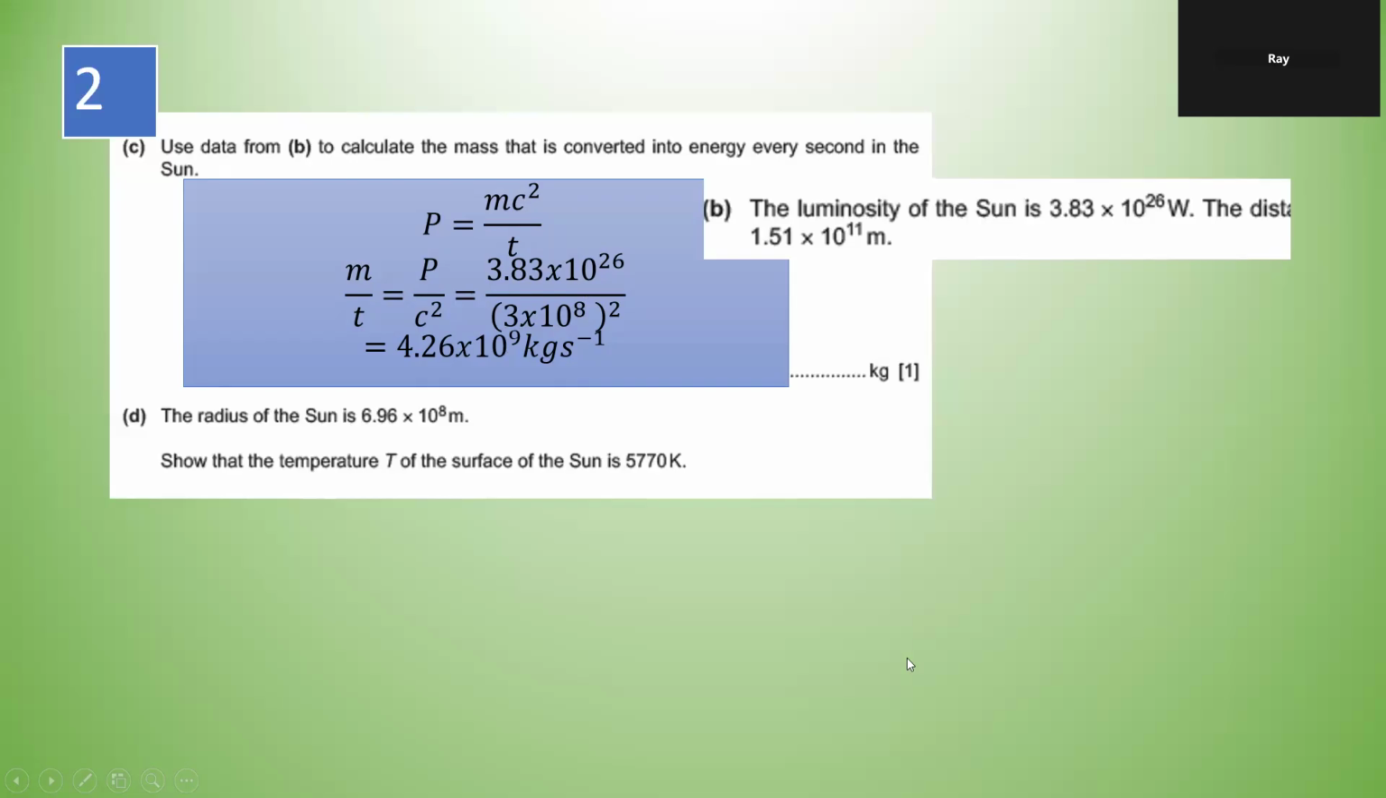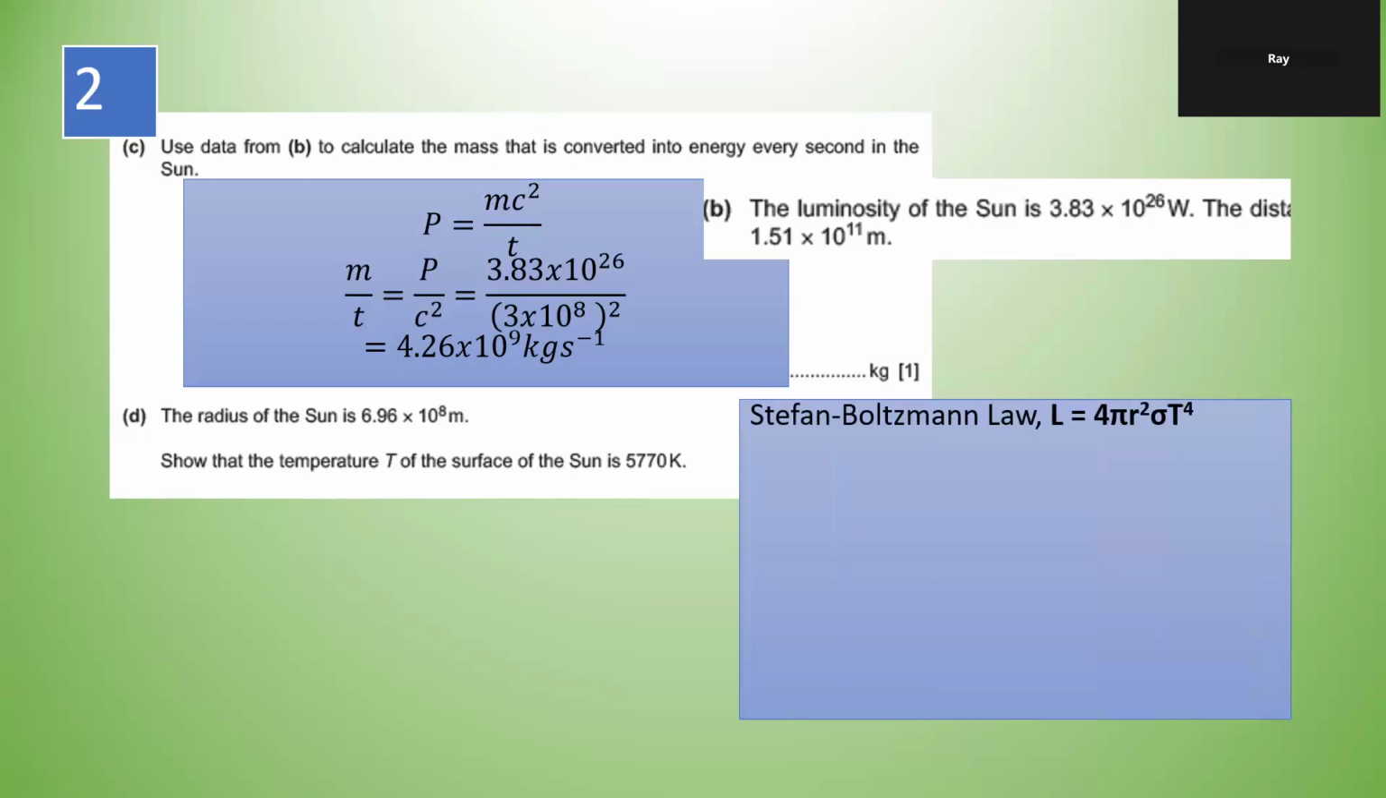Any comment? Radius of the sun is 6.693 times 10 to the power 8. Show that the temperature of the surface of the sun is 5770 Kelvin. So they just require you to go to the formula sheet, use Stefan-Boltzmann's law, find the radius. R is the radius.